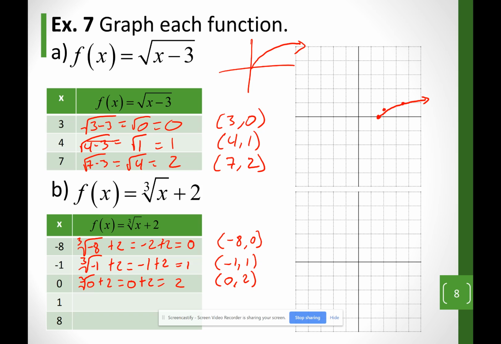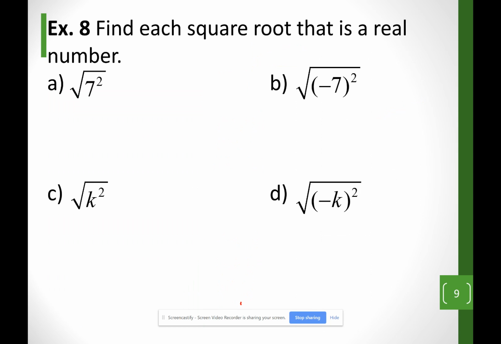Now, if x equals 1, I have the cube root of 1 plus 2, which is 1 plus 2, better known as 3. So that gives me the point 1, 3. Lastly, if x equals 8, that gives me the cube root of 8 plus 2. I know the cube root of 8 is 2, and 2 plus 2 is 4. So that gives me the point 8, 4.